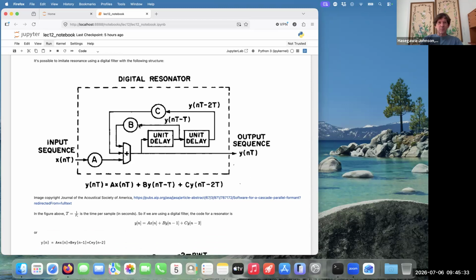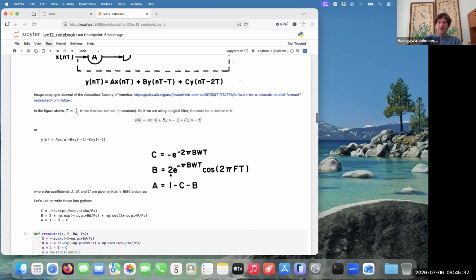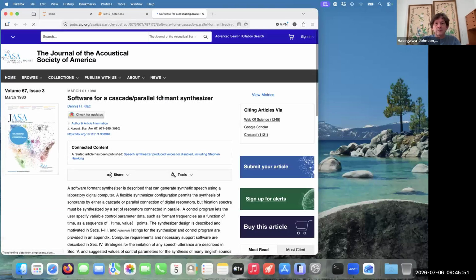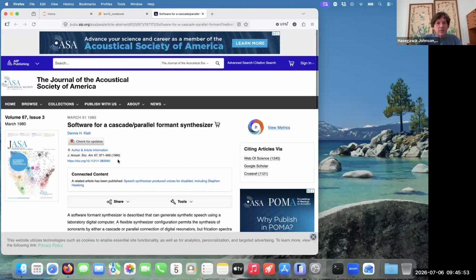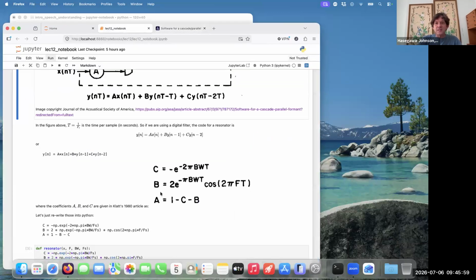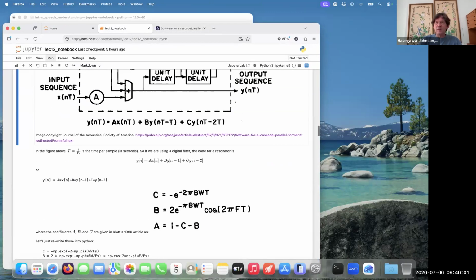And what are those scalings? What is b and what is c? Well, those have been calculated for us, and let's just take the formulas out of this article. This article is from 1980. So we'll take this article from 1980, and it gives us exactly what the formulas are for those feedback coefficients.